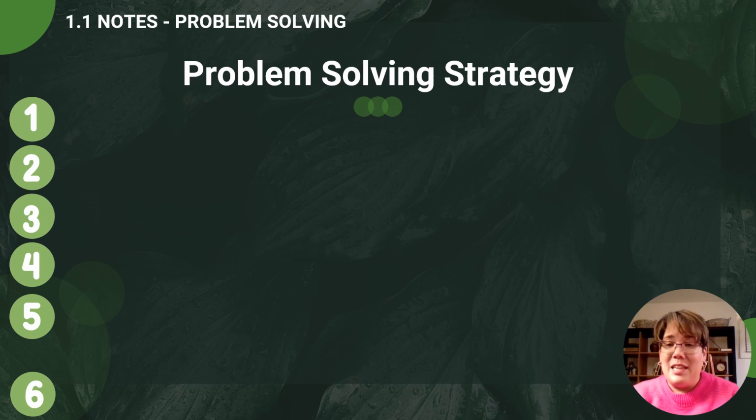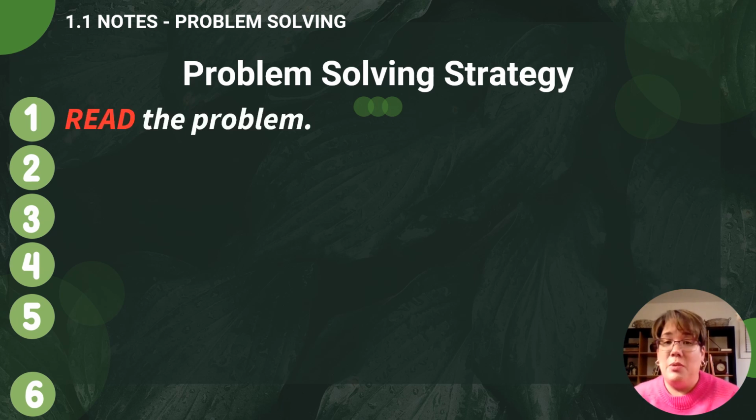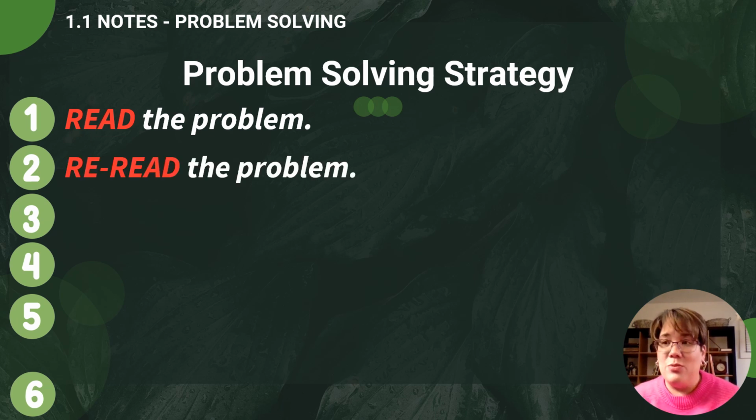There are 6 steps to a problem solving strategy that I like to use, with some of your more complicated word problems and math problems that you're going to encounter in this course. The first step is to read the problem. That may seem like a given, but you'd be surprised how many times we just take it for granted. Depending on what type of reader you are, you may have to read it multiple times. That's actually the second step: reread the problem.